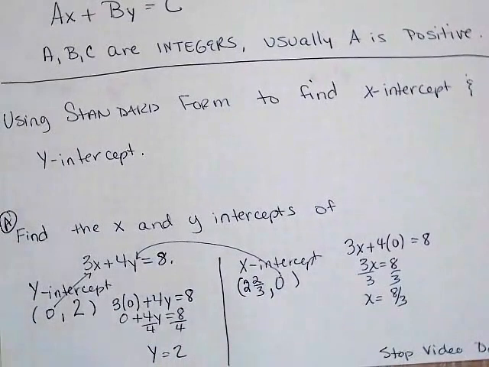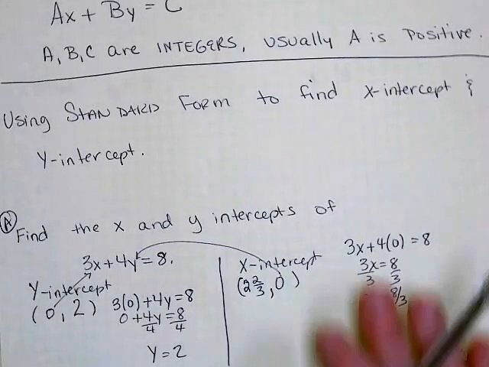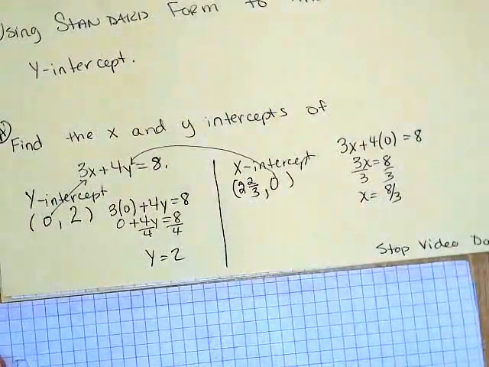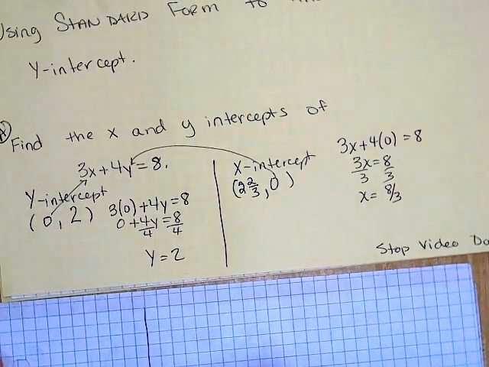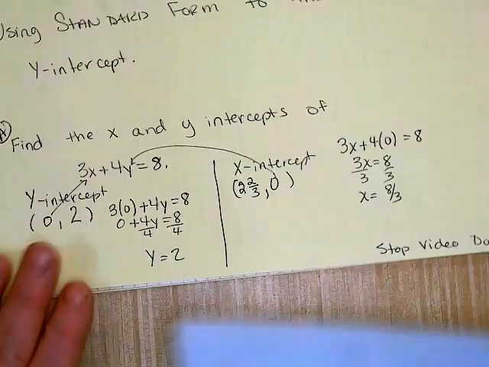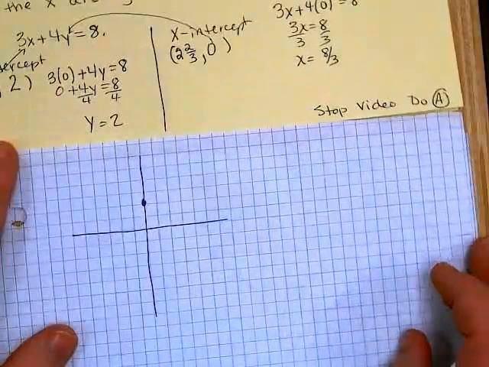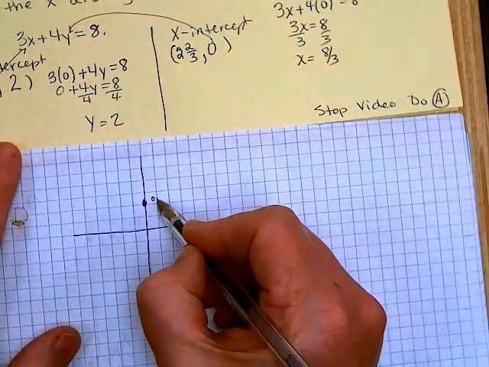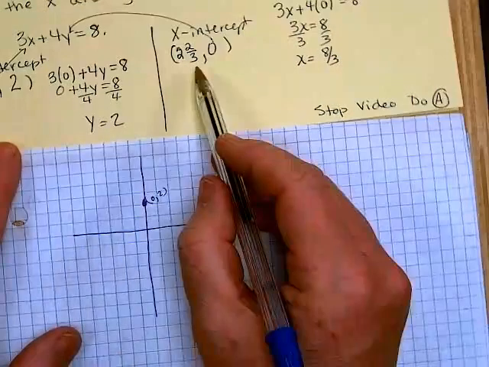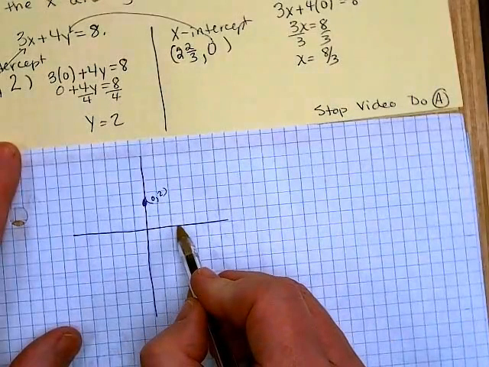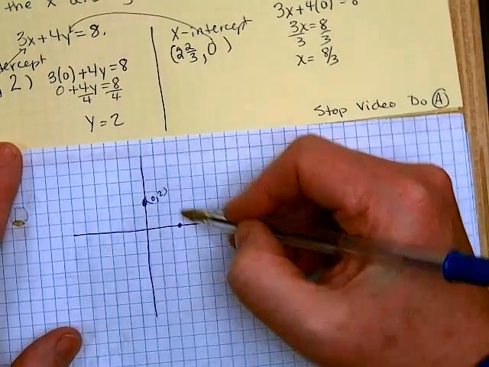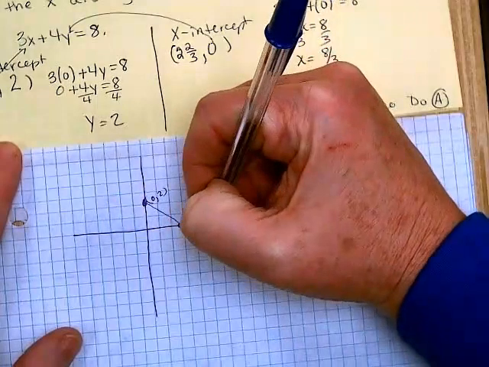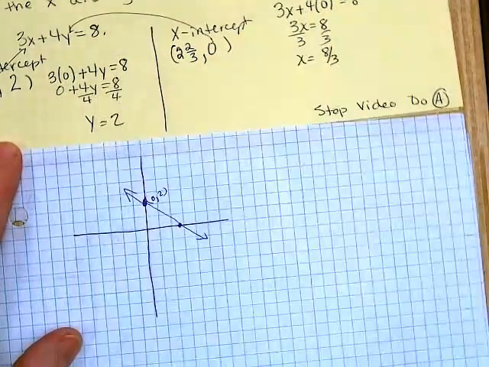So what we're going to do now is we're going to use those intercepts to graph this equation. So I'll draw my grid. 0, 2, right there. Let me move it so you can see it. 0, 2, that is my y-intercept. 2 and 2 thirds, 1, 2, and almost over to 3. 2 and 2 thirds, 0 is my x-intercept. And once I have those two dots, I can connect and make my line.